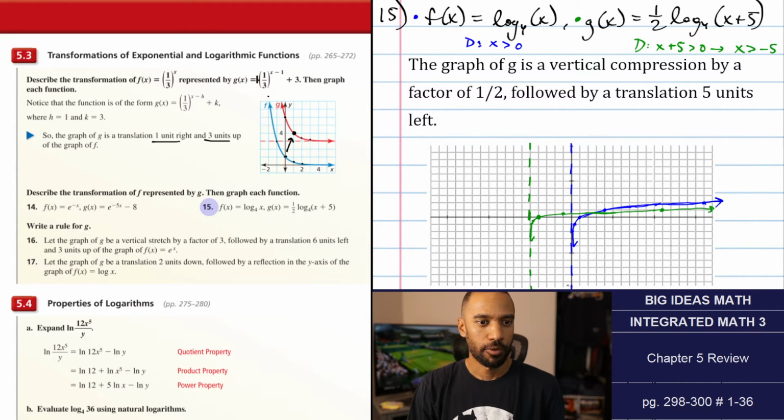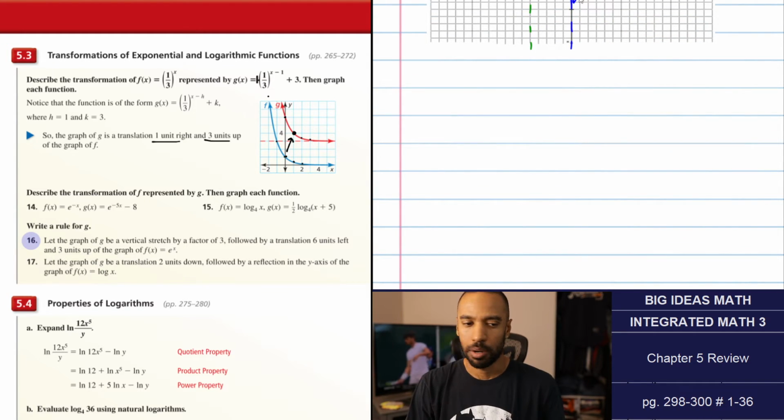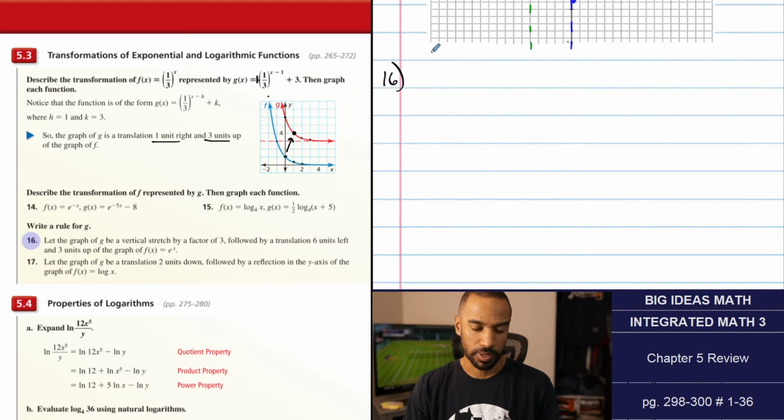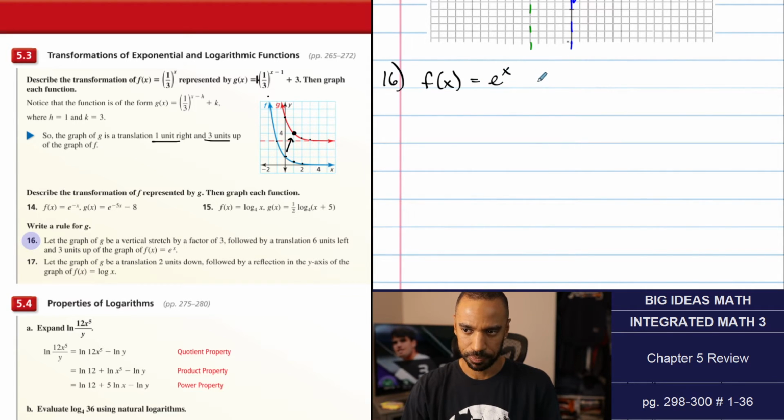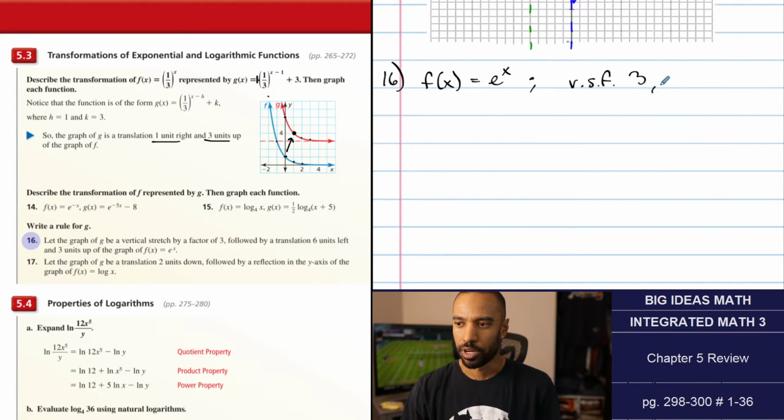Okay, about 45 minutes in here. Let's go to numbers 16 and 17 to write a rule for g based off these descriptions. We are not graphing. On number 16, of course it's e to the x, but this part doesn't matter what the base is. It can be whatever it wants. We're taking f of x equals e to the x. We're going to vertically stretch it by a factor of 3. We're going to translate 6 units left and 3 units up.